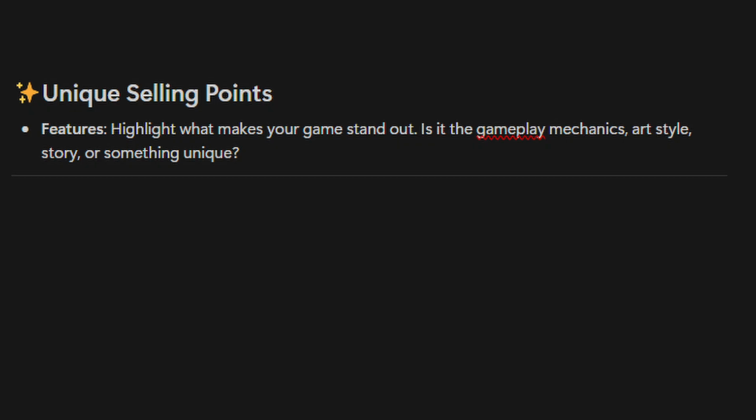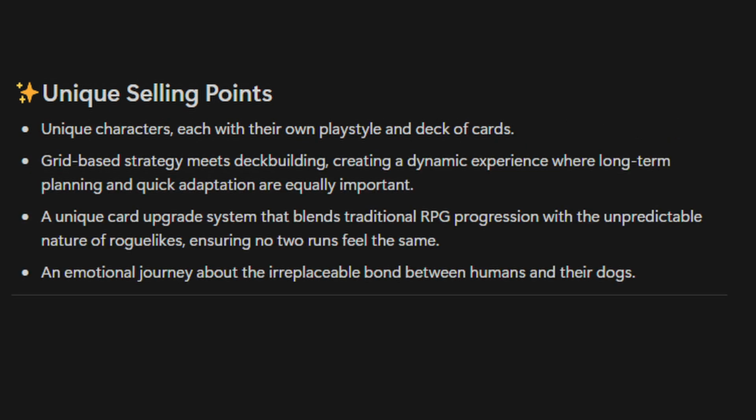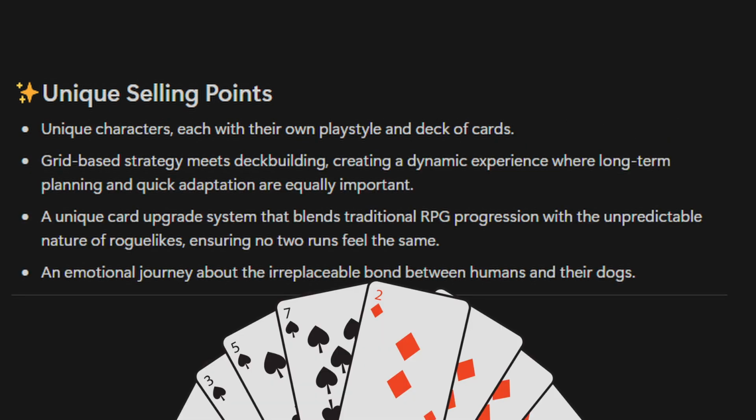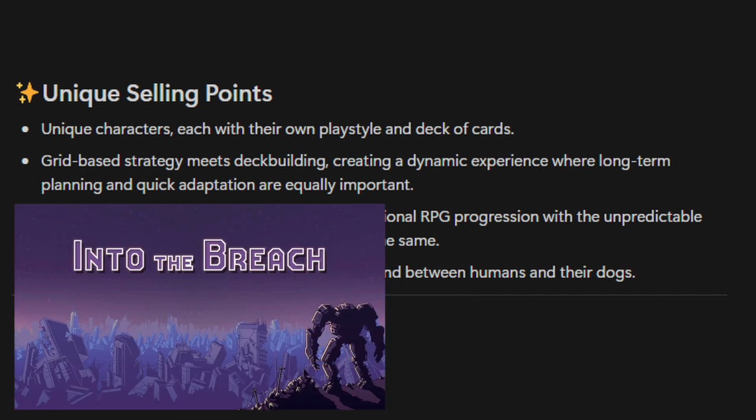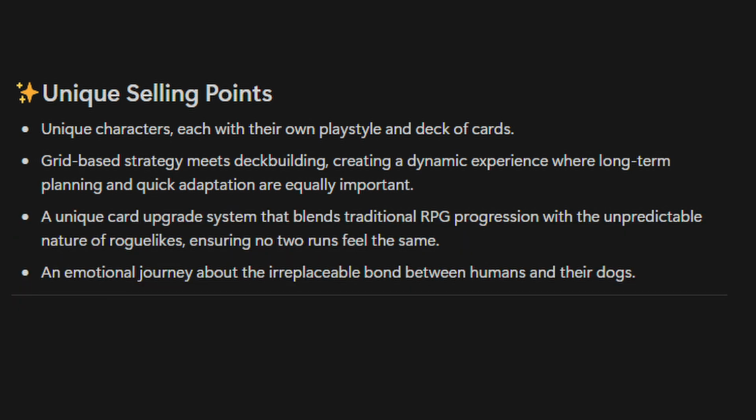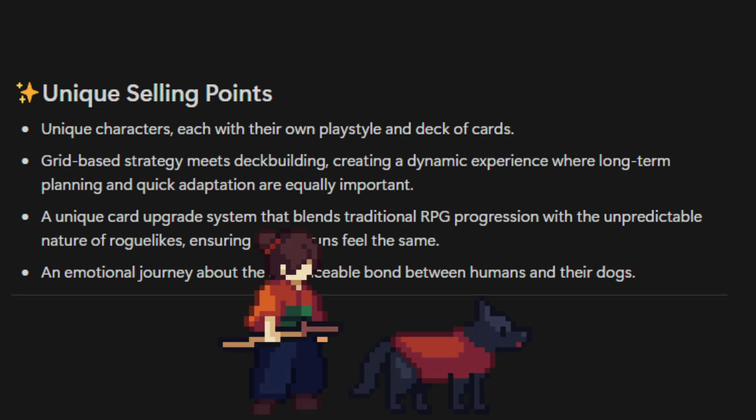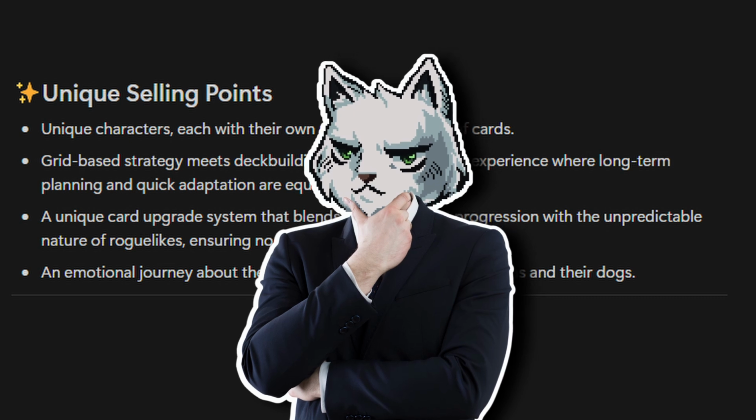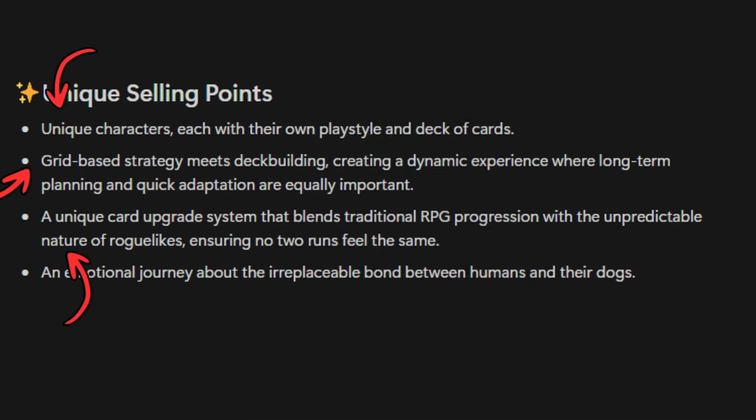For example, with Rogue Inferno, these are the unique selling points. Unique characters, each with their own playstyle and deck of cards. Grid-based strategy meets deck building. A unique card upgrade system, and lastly, an emotional journey about the irreplaceable bond between humans and their dogs. As you can see, my game is heavily focused on gameplay, so 3 out of the 4 selling points are gameplay related, and the last one is about the story.